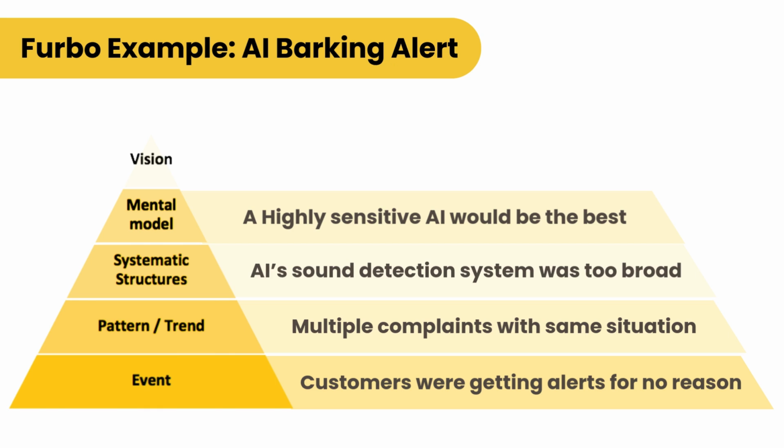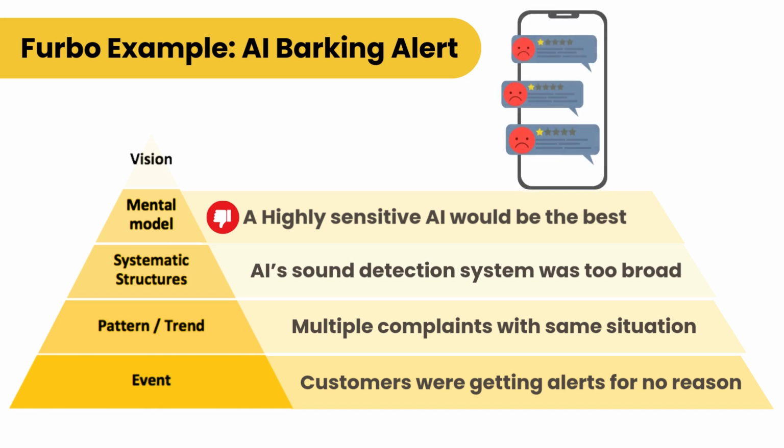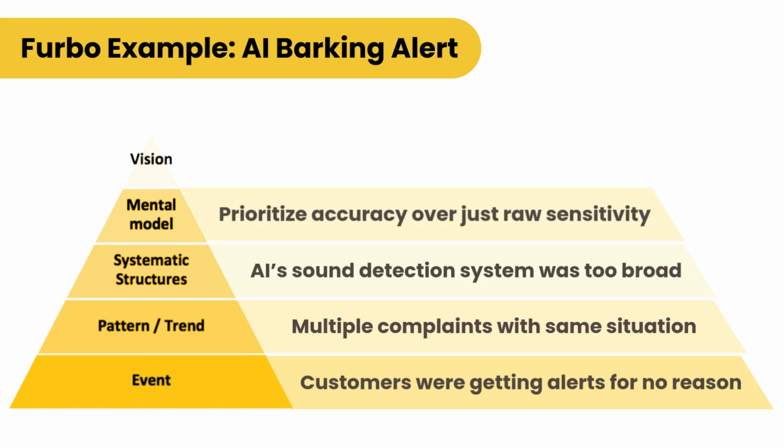But that mental model turned out to be a bit flawed, didn't it? What did we realize we hadn't considered enough? We realized we hadn't fully considered the customer experience. We were so focused on sensitivity, we forgot that users want accuracy, not just sensitivity. Getting tons of false alarms is actually worse than missing a few real barks. It's annoying and makes the feature less useful. Exactly. So we shifted our mental model to prioritize accuracy over just raw sensitivity.